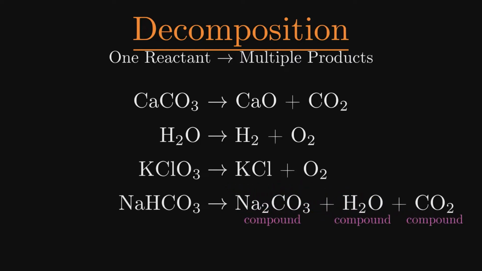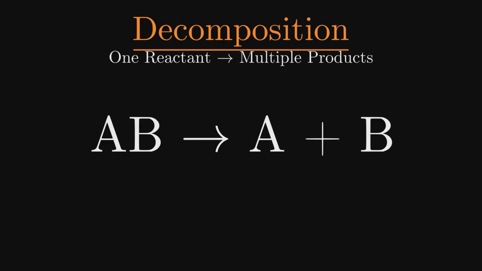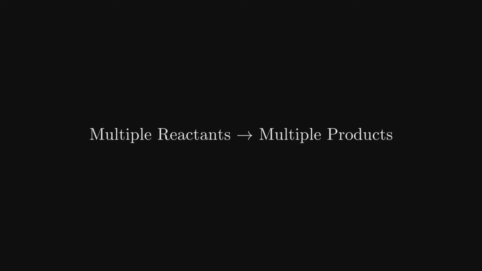If you're thinking this is the opposite of combination, then you are absolutely correct. Which means our general form is opposite to AB yields A plus B. And out of all 5 reaction types, decomposition is the only one with one reactant. We've seen multiple reactants with one product, and one reactant with multiple products. Now for the first encounter with multiple reactants and multiple products.